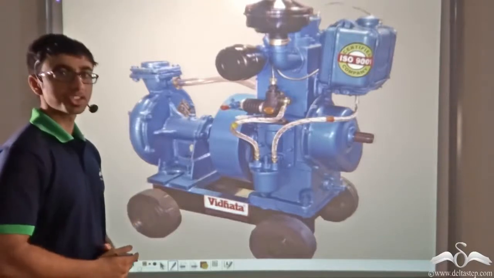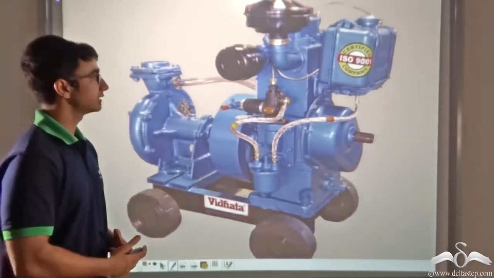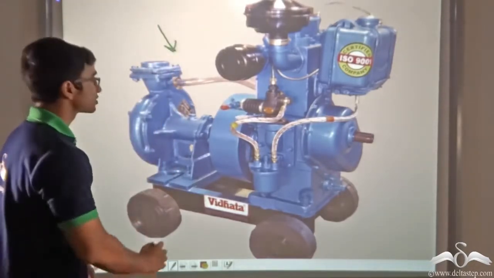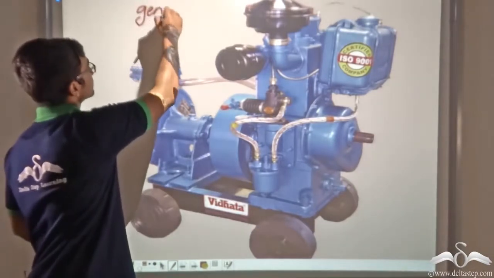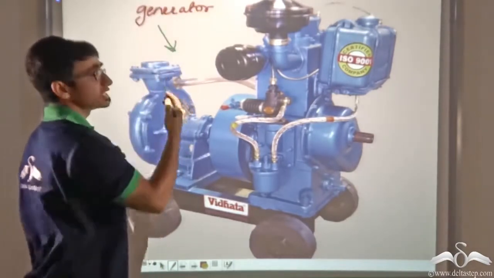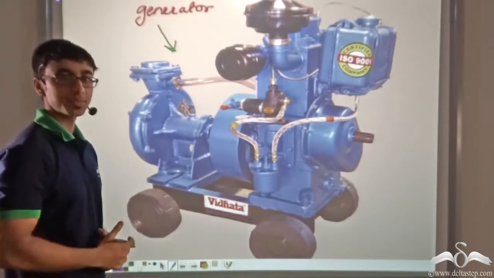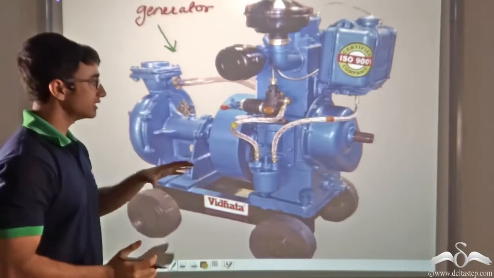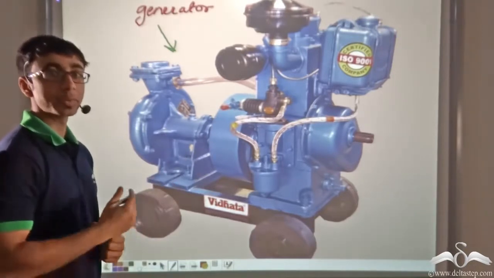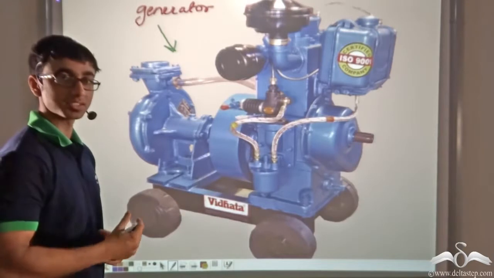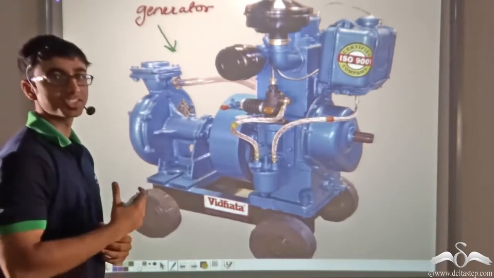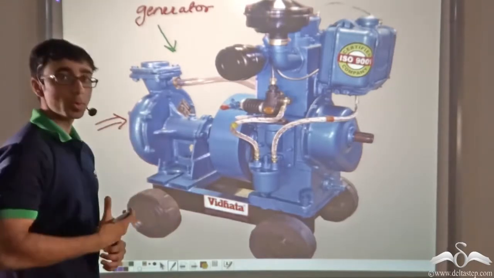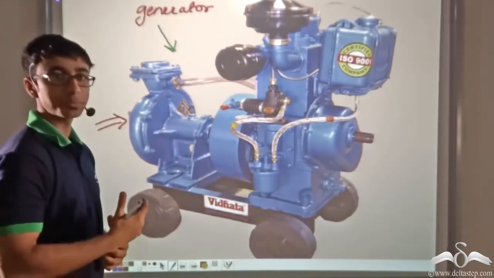If you take a look at the picture on the screen, you will find that a particular device has been shown. Now this device is known as a generator. The function of a generator is to provide electricity and current during the time of load sheddings and power cuts. Now this device works on the principle that whenever there is a change in magnetic flux linked with a coil, a current is generated. So let us find out how this device works and how it helps us during times of load sheddings and power cuts.